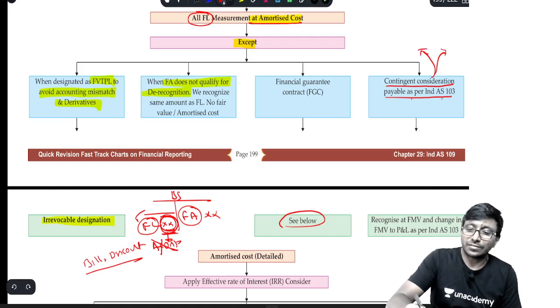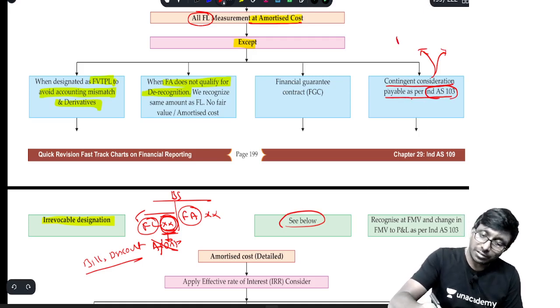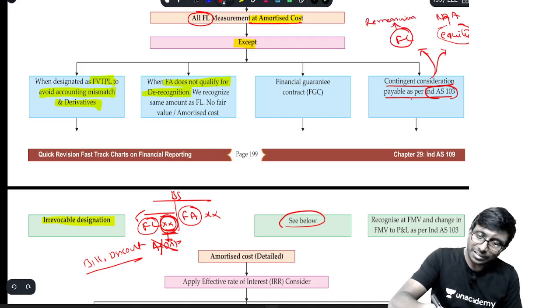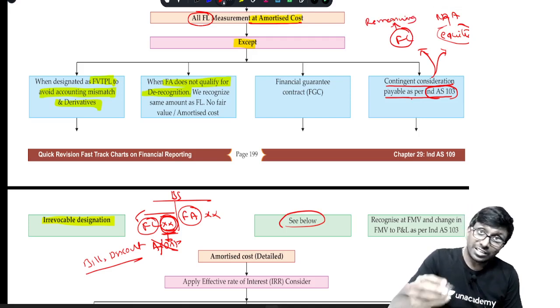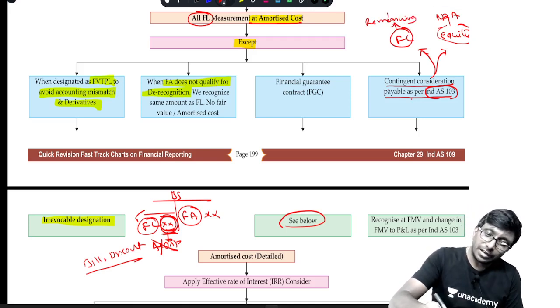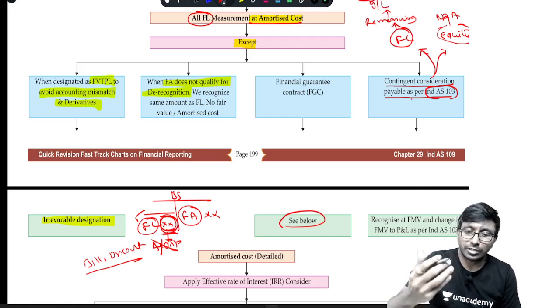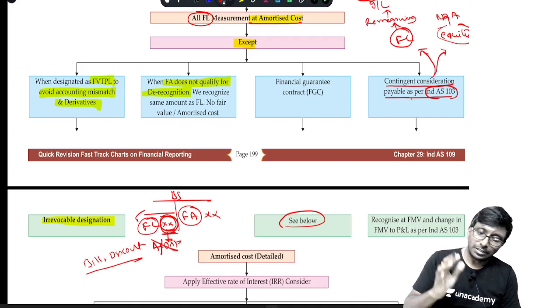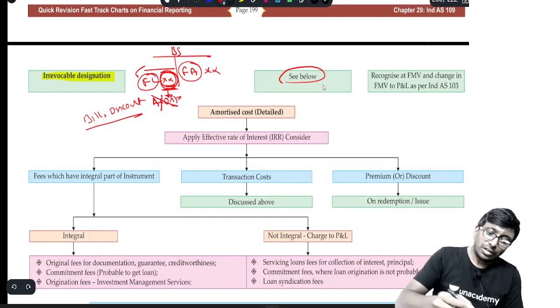What is it classified as? Contingent consideration payable will be either a financial liability or equity. If it is equity, no adjustment we are going to make. If it is a financial liability, we will be remeasuring it at every year end till you settle the contingent liability. And if there is any gain or any loss, that should be transferred to the profit and loss statement. That's one concept. Okay. Amortized cost.